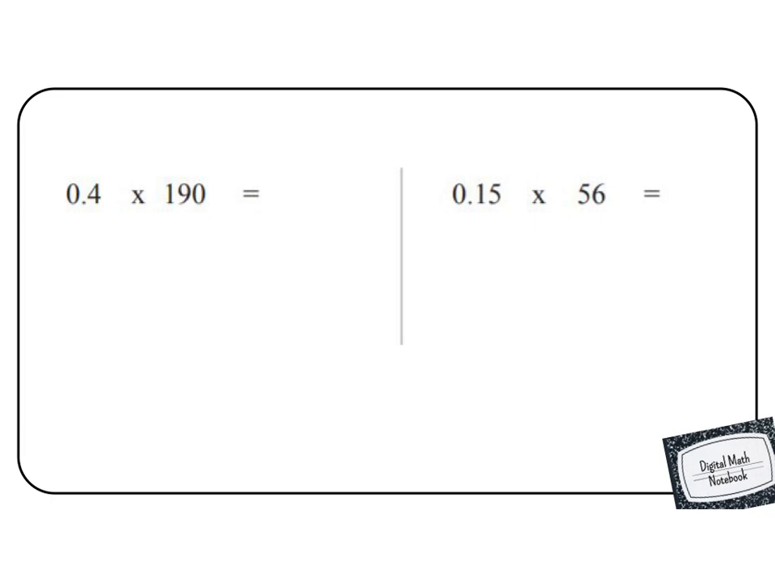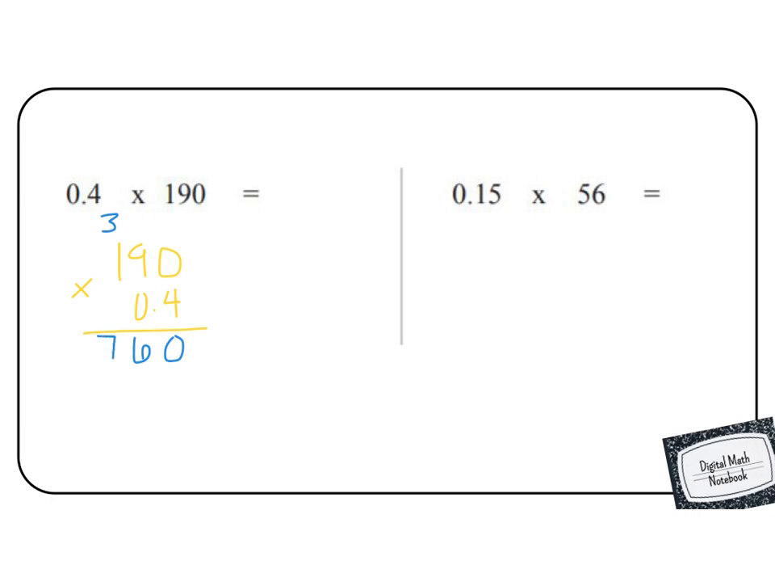I'm going to rewrite this, and I'm not going to line up my place values. I'm going to write it with the bigger number on top. 190 is bigger. It has more place values. And then I'm going to write 0.4 underneath. And now I'm going to multiply just like normal, pretending that there's no decimals. 4 times 0 is 0. 9 times 4 is 36. 4 times 1 is 4, plus 3 is 7.